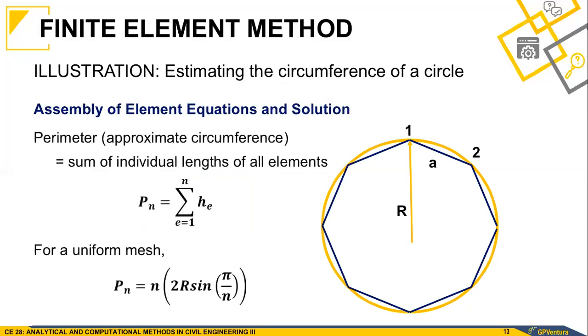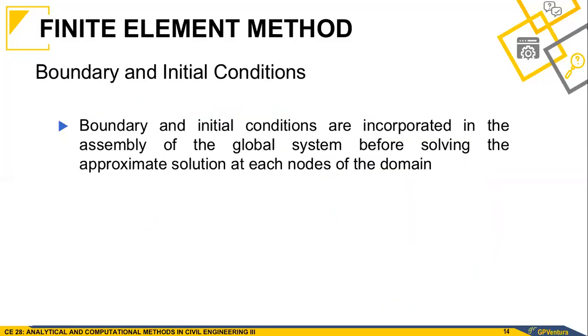But I know that the perimeter here is just the sum of the individual lengths of the elements. So it's just the sum of the length of each element. Hence, once I now get the sum of all the lengths of the elements from the previous step, I can now obtain the circumference of my circle. So that is your finite element method again.